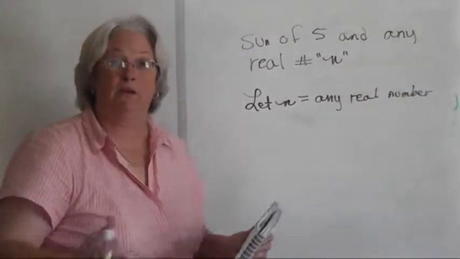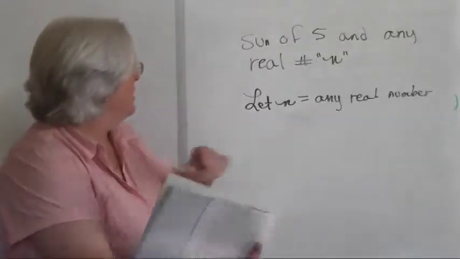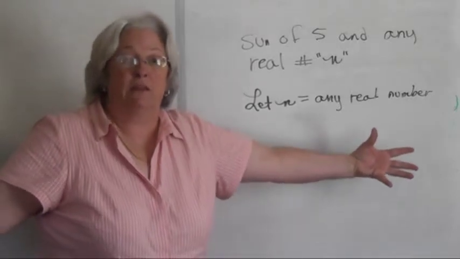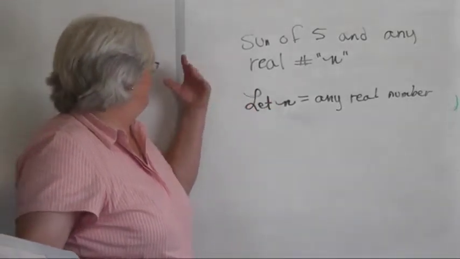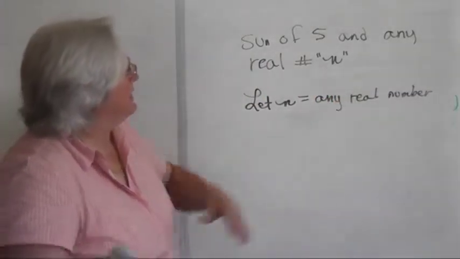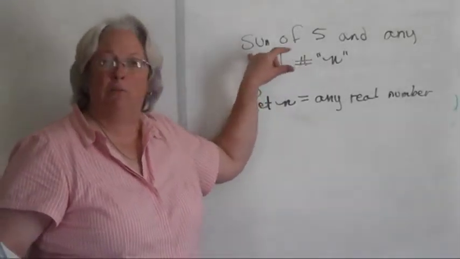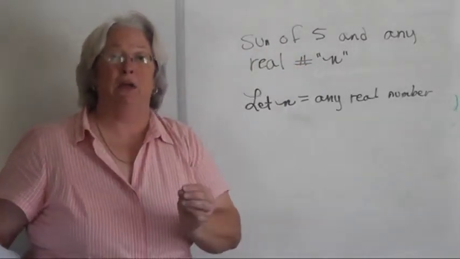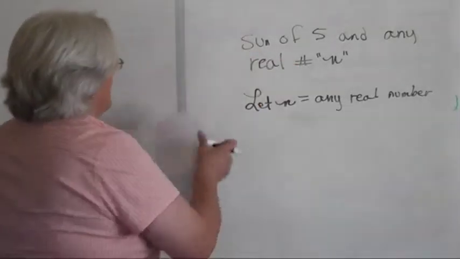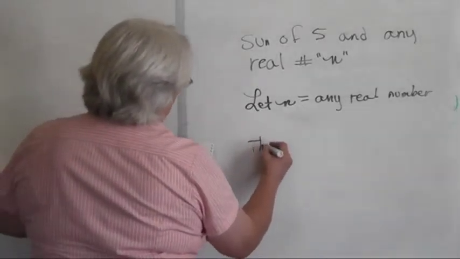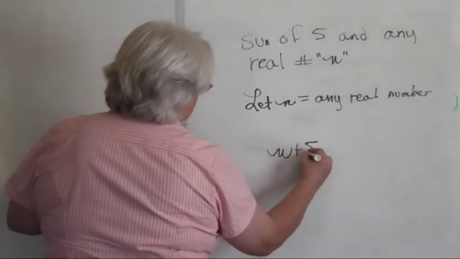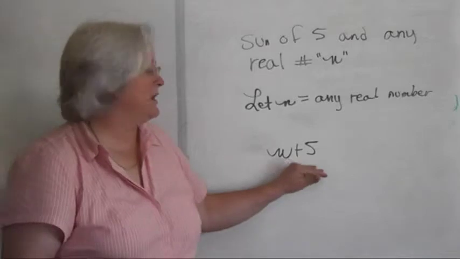So what is our domain? What is our list of possible values for the variable n? Well, it's the infinite set. It's any real number. Anything that's not a complex number, which is next class. Let n be any real number. So what is sum talking about? Sum, S-U-M, is the answer to an addition problem. Vocabulary once again. The sum of n, any real number, and 5 would just be n plus 5.